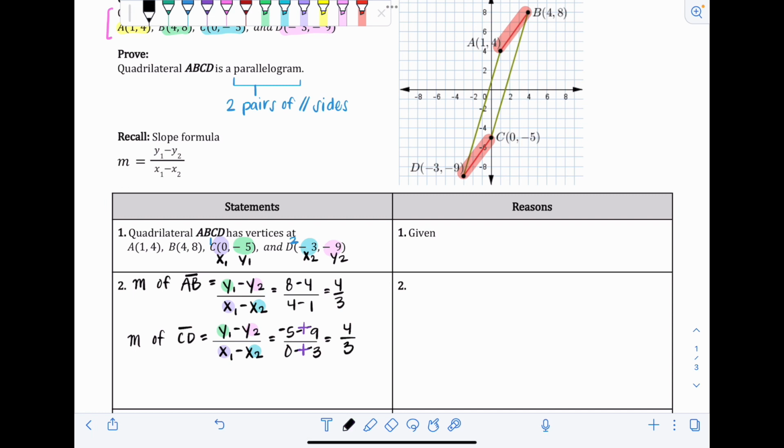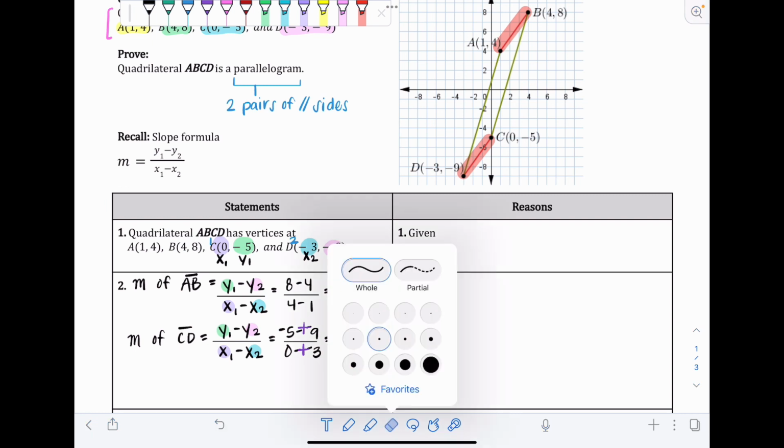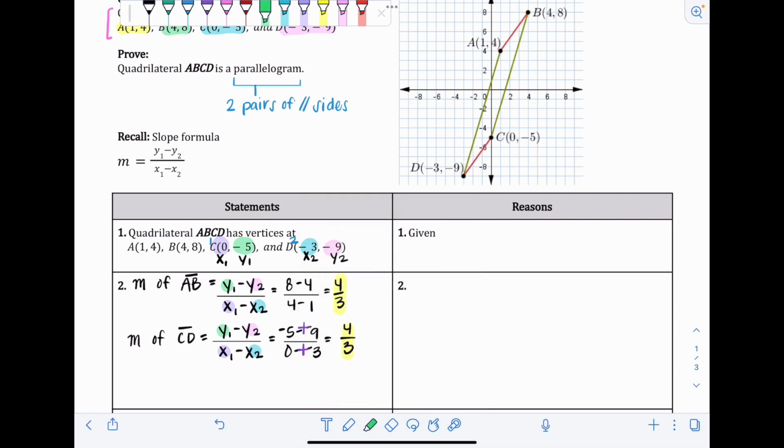So far we checked one pair of sides that we thought would be parallel, and they are. So far so good, because we got two segments that each had a slope of 4/3. So we're on the right track. We just need to prove that the other pair of opposite sides are also parallel. So it's going to be AD and BC. It doesn't matter which one we do first. I'm going to do AD first.